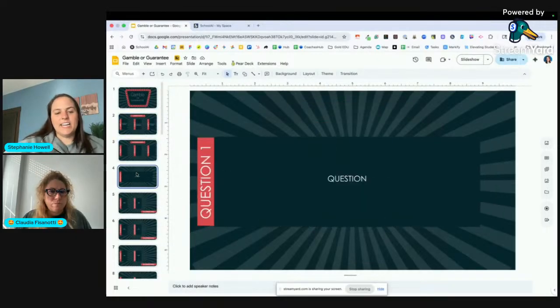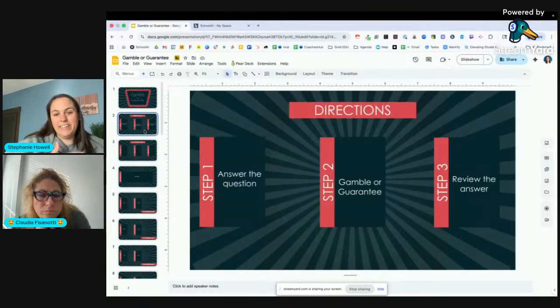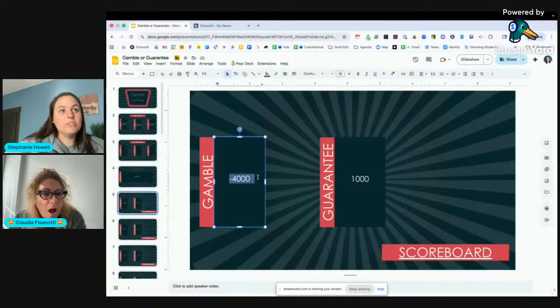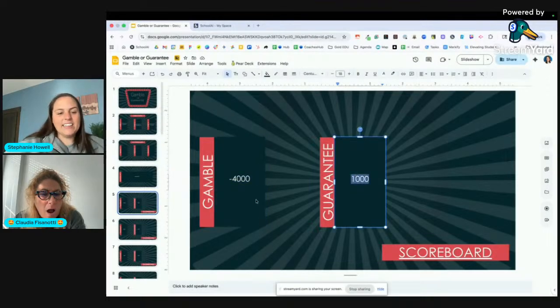Then they have to decide. Here's where you could paste in those questions if you wanted to. They have to decide: are they going to gamble, or do they want the guarantee? If they gamble, it could be negative money, positive money, no money. It could be anything, right? It's a gamble. With the guarantee, they always get 1,000. So for this, if team 1 said gamble, they lose 4,000 points. If they said guarantee, they get 1,000.